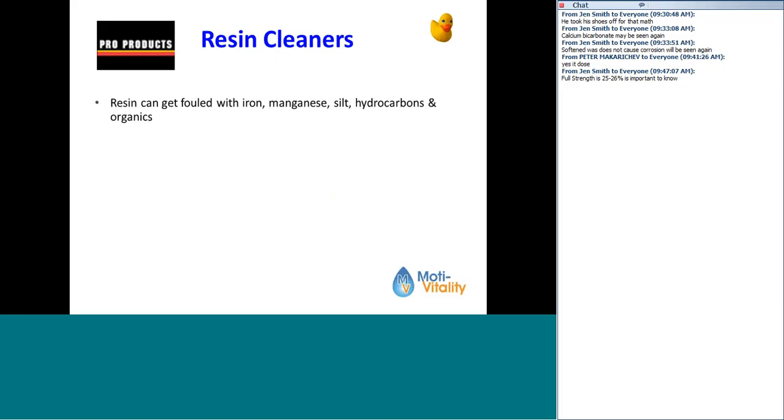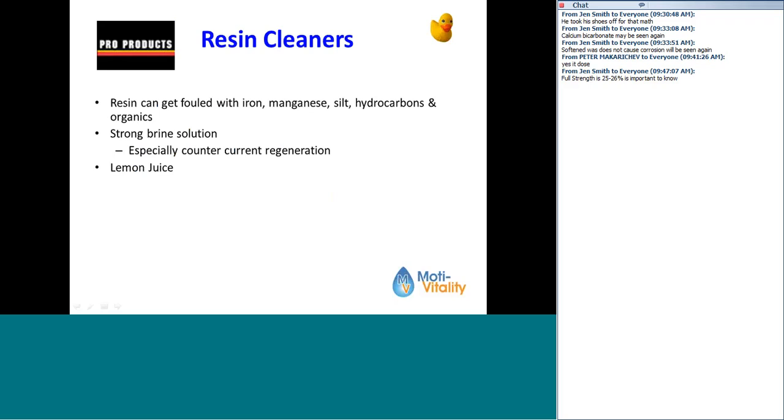Resin cleaners. Resin can get fouled with iron, manganese, silt, hydrocarbons, organics. You can use a really strong brine solution as a resin cleaner. That helps, especially in countercurrent regeneration. It's going to help keep that resin clean. You're going to need the resin iron outs and that kind of thing less often if you have a strong brine solution using countercurrent regeneration.